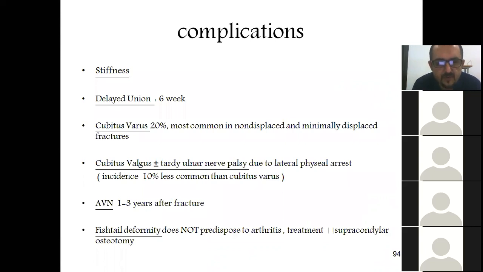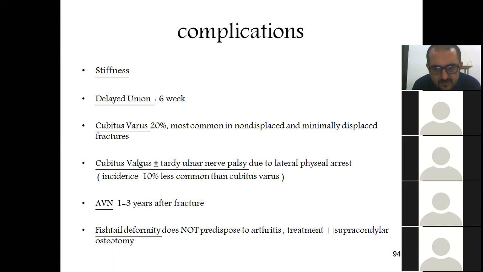Avascular necrosis and fishtail deformities also. Have you seen a fishtail deformity? Has someone seen? Yes, sir, in supracondylar fractures. Yeah, but what is a fishtail deformity? Any idea? Both medial and lateral overgrowth, and the center remains behind. Yeah, try to see the radiograph.